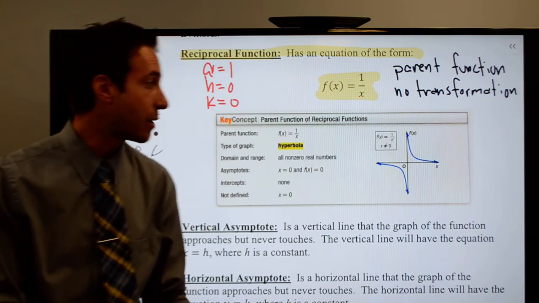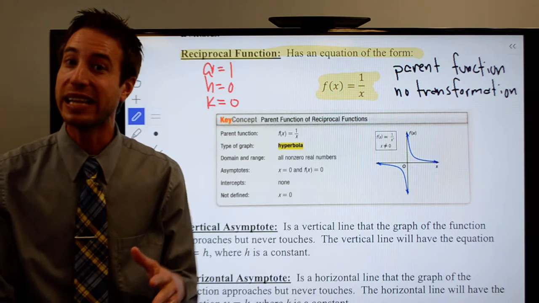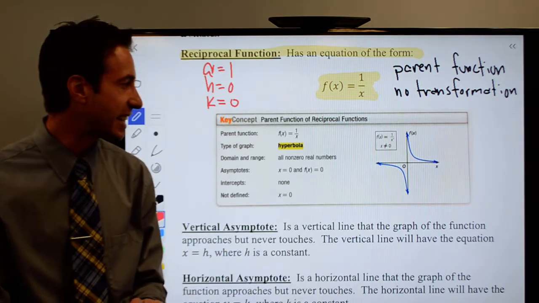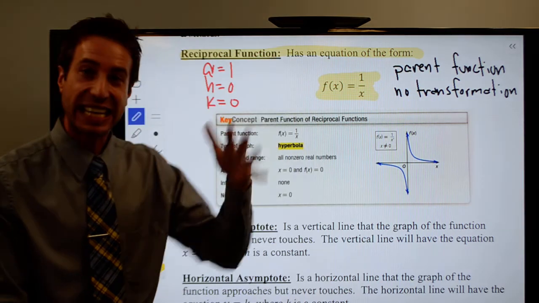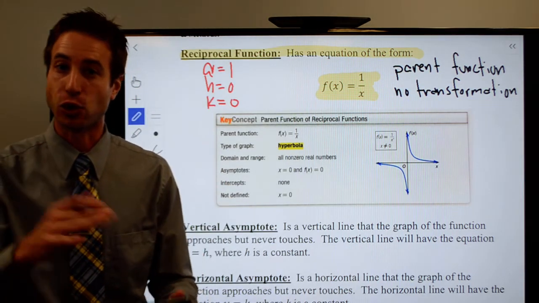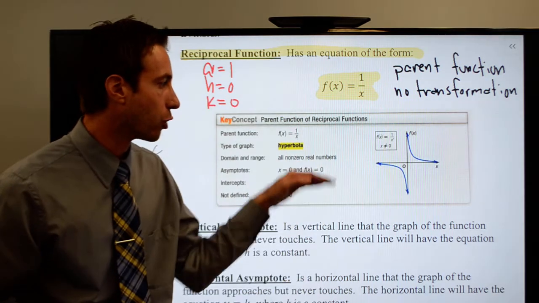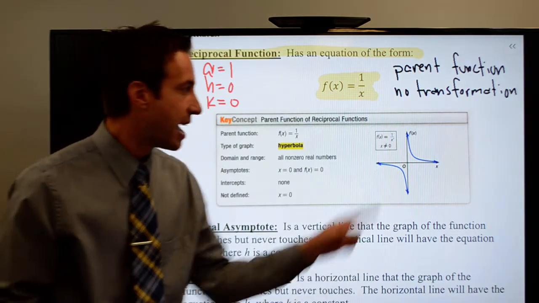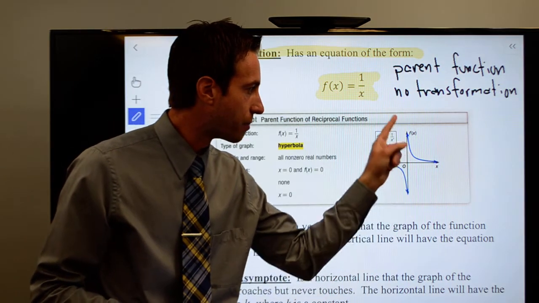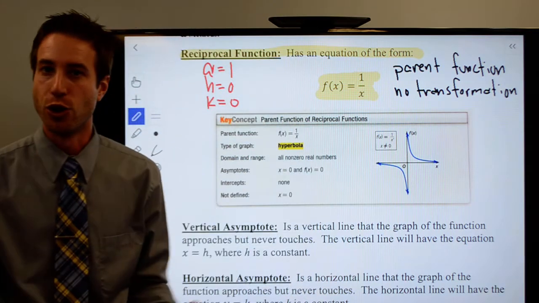What that means then is the parent function is going to look like this guy, which is really kind of odd. We've not really seen anything like this before. It's known as a hyperbola. The way the graph looks is you're sweeping down in the third quadrant, and then you've got this concave up part up in the first quadrant, known as a hyperbola.